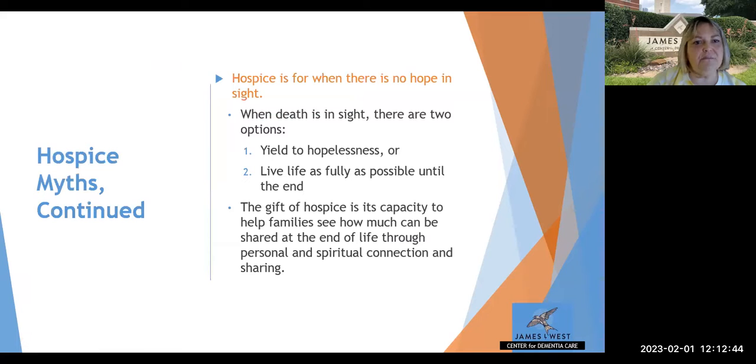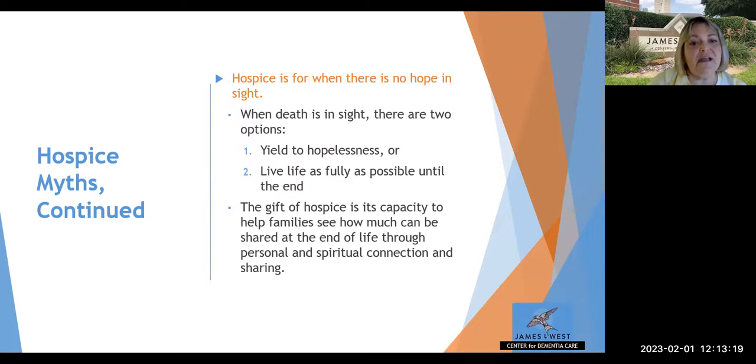Another hospice myth, hospice is when there is no hope in sight. This is one of the most common ones that I hear. So when somebody is terminal, we've got a couple of choices. We can yield to that hopelessness, or we live life as fully as possible until the last breath. And that's what hospice is about. It's not about giving up. It's about having quality of life.